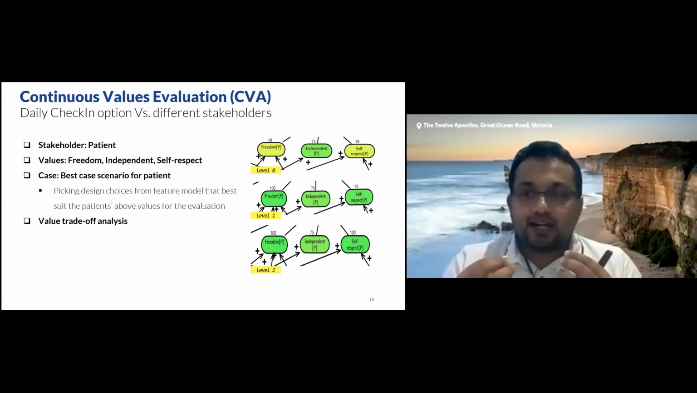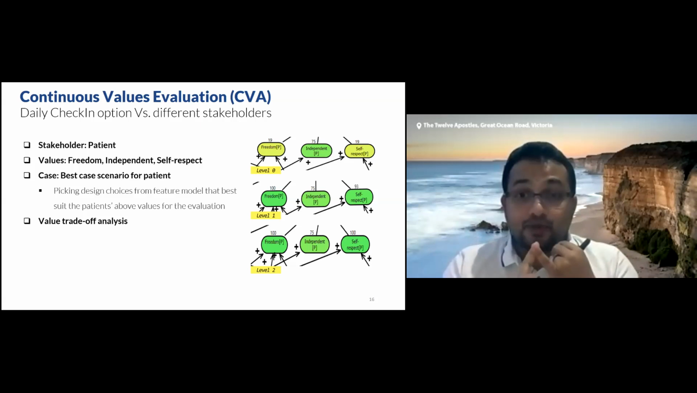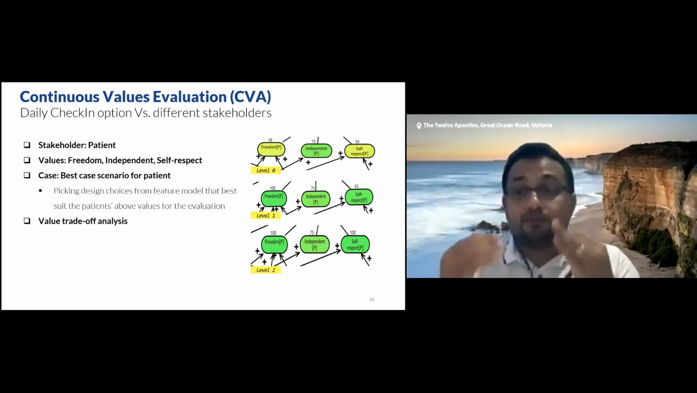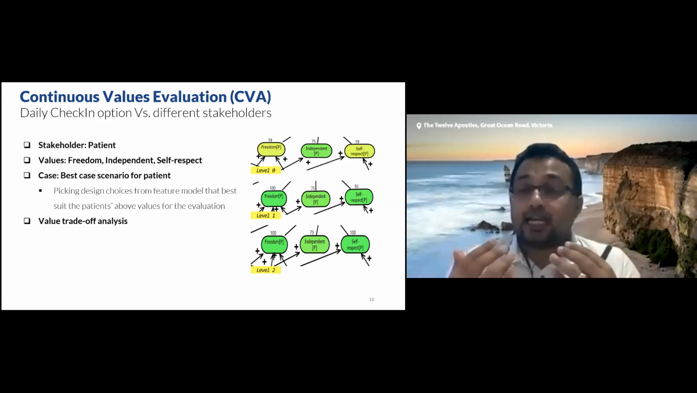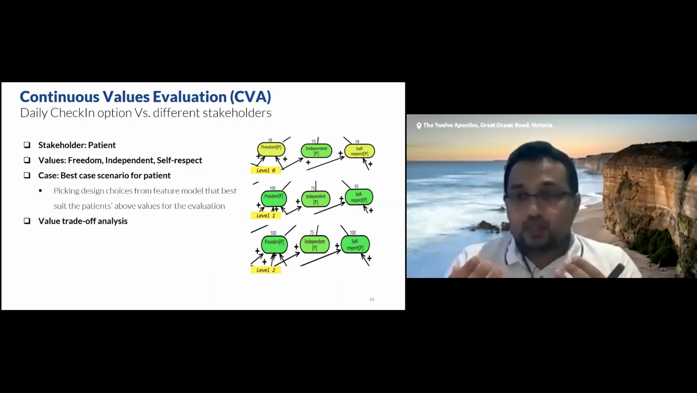The most important part is that we do evaluate values. We do trace values across these levels. That means across the software development life cycle, in a way. And most importantly, decision makers have numbers in front of them to do the value trade-off analysis. So they can decide with numbers to back their decisions.